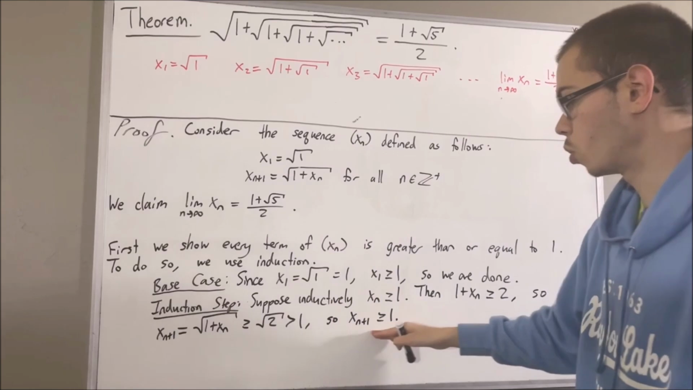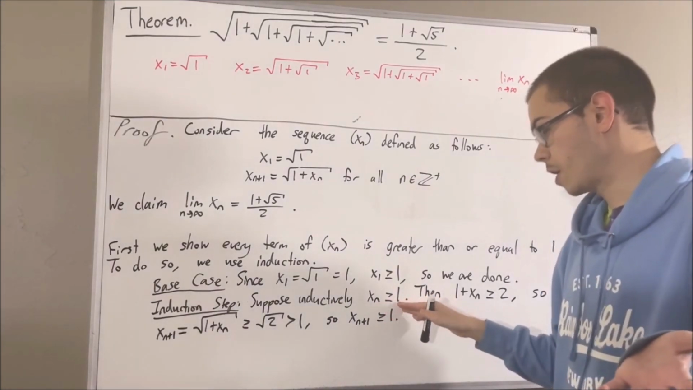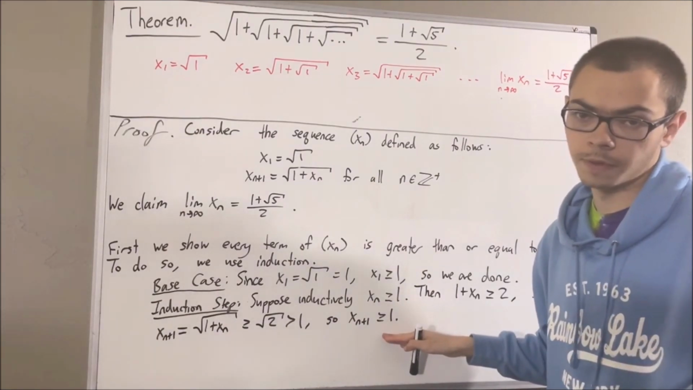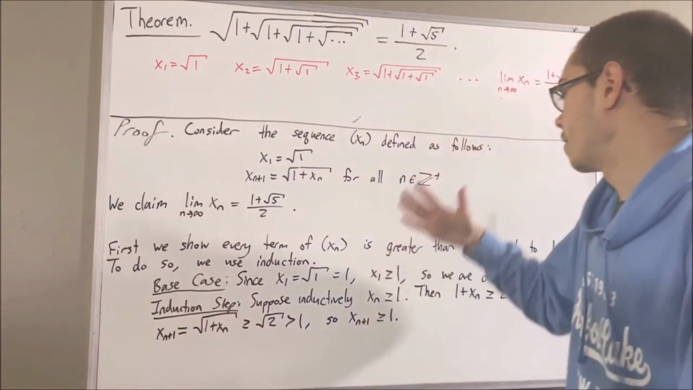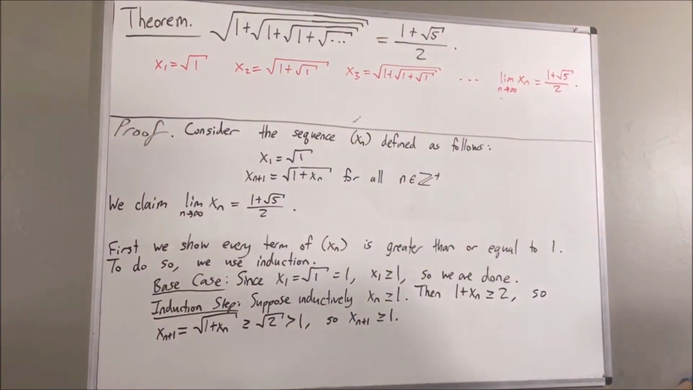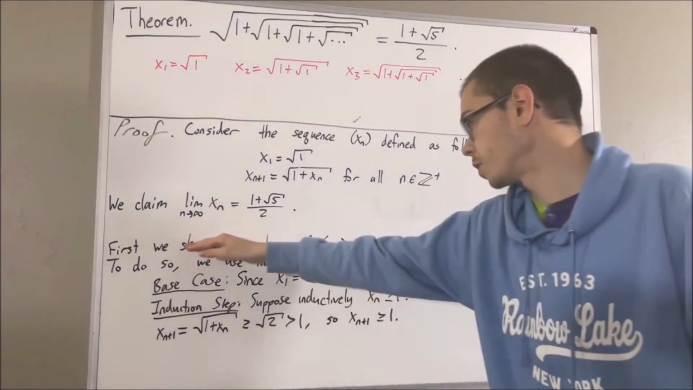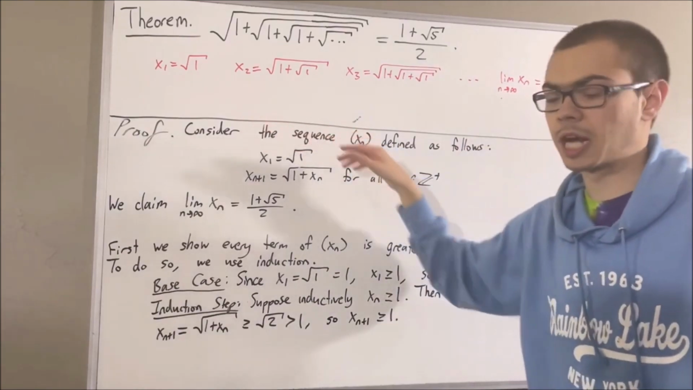And that was the whole goal of the induction step, right? Given any term of our sequence is greater than or equal to 1, it follows that the next term is greater than or equal to 1. And so what this establishes by induction is that every term of our sequence has to be greater than or equal to 1. And so this proves what we wanted to show. And so since we ran out of room, we're going to move back up to the top.